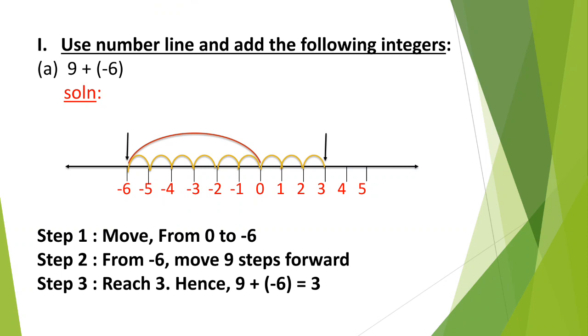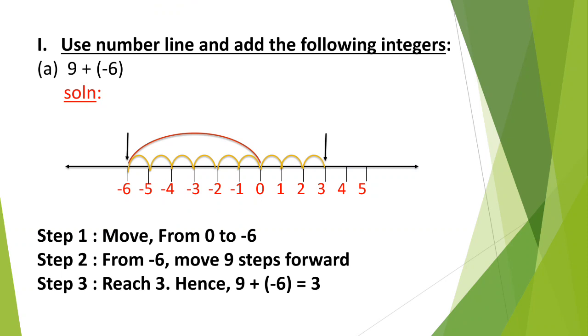First, we have to draw a number line. After that, we can take either the positive number or the negative number. Here, first I am considering minus 6. For all the sums, we have to start from 0. First, we are moving from 0 to minus 6. That is the red line.